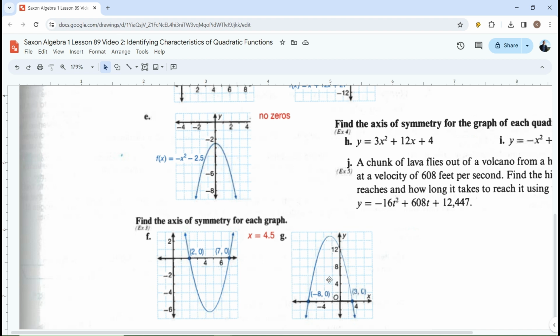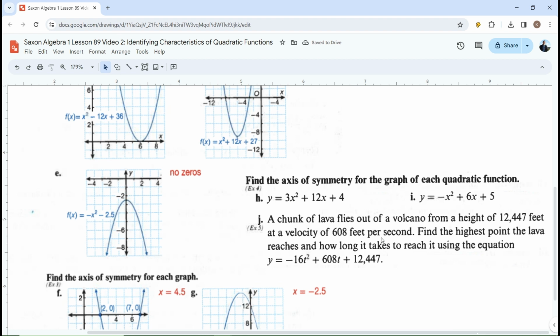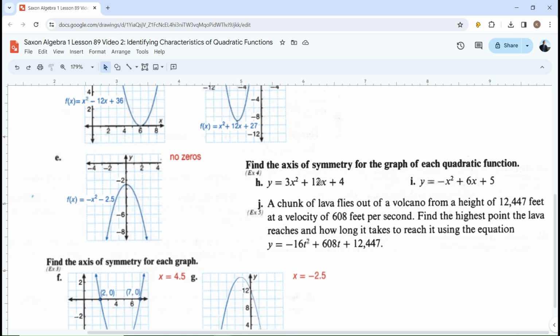-2.5 is halfway between -8 and 3. So my equation should be x equals -2.5. Now, if that is giving you trouble, there's another way to find the axis of symmetry as long as you have the equation. Do you remember we had the equation for this in the last lesson?